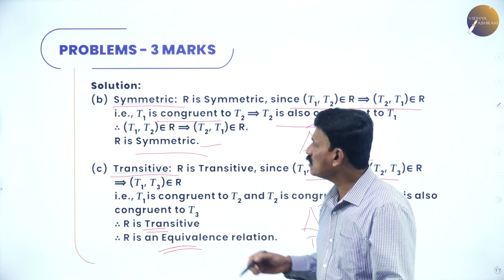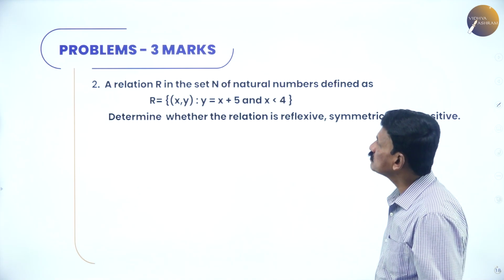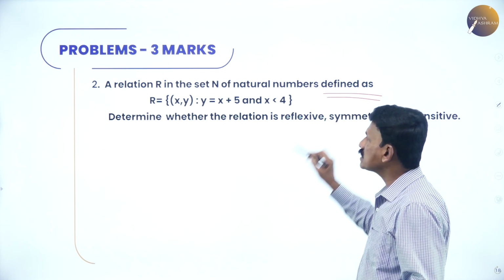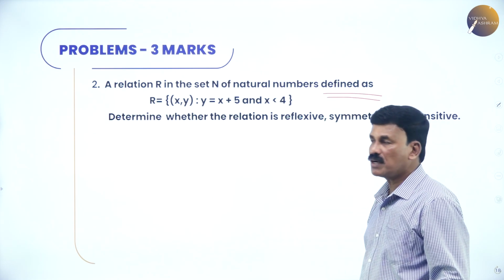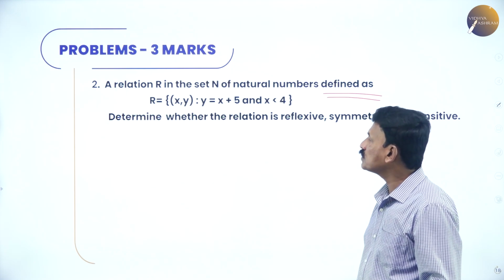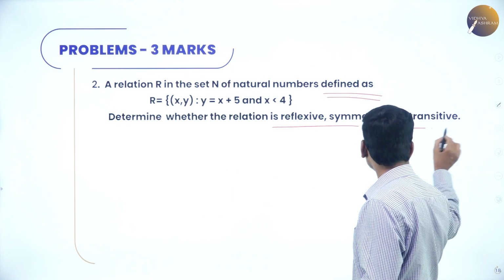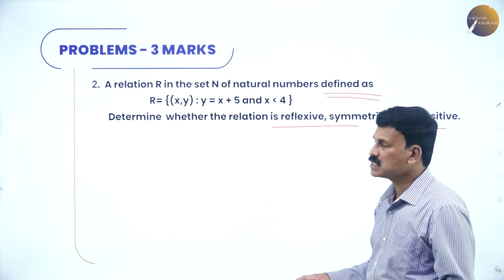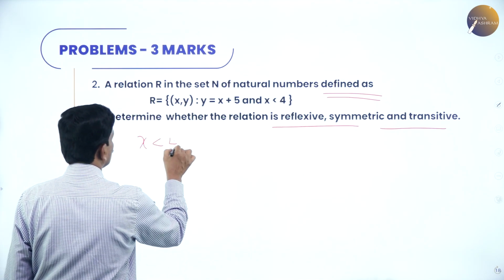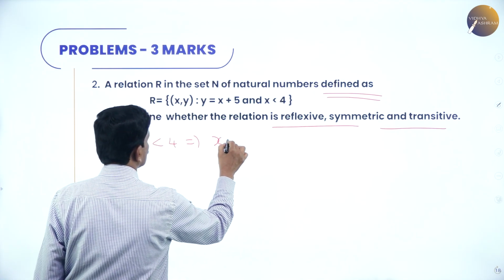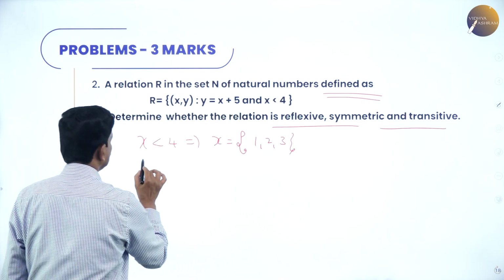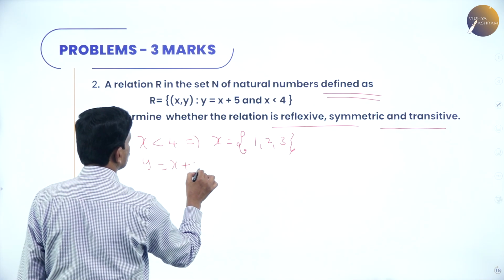Right. Now, move on to the next problem. A relation R on the set of natural numbers is defined as R is equal to x comma y such that y is equal to x plus 5 and x is less than 4. Determine whether the relation is reflexive, symmetric and transitive. This is also the same. Now, what is given here? x is less than 4 implies x can take the values 1, 2 and 3. And what is the condition given? y is equal to x plus 5.